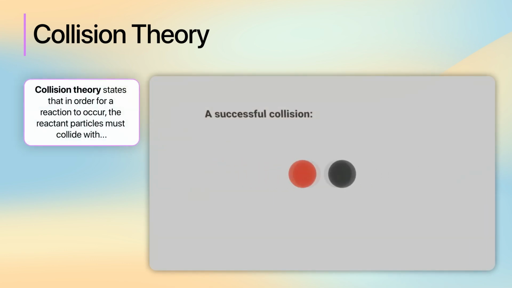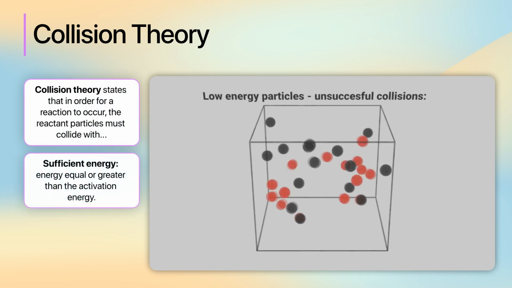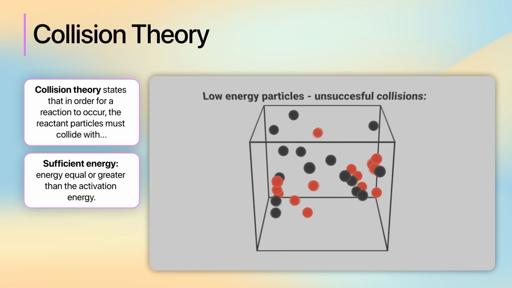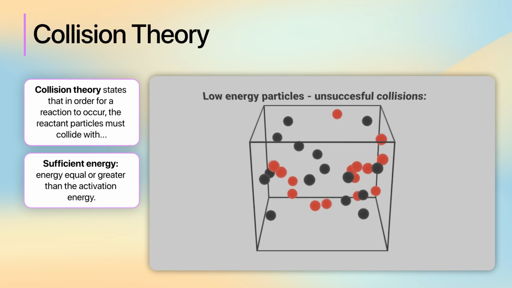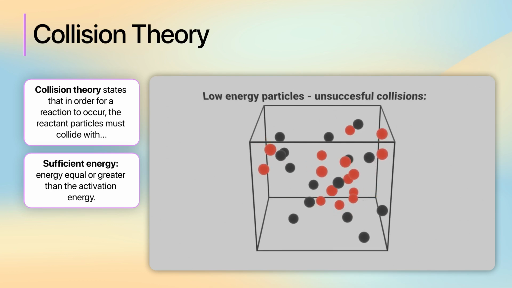Collision theory provides a framework to understand how chemical reactions occur and why different reactions happen at different rates. According to collision theory, for a reaction to occur, the reactant particles must collide with sufficient energy. The particles must collide with energy equal to or greater than the activation energy. If the energy is too low, the particles will simply bounce off each other without reacting.